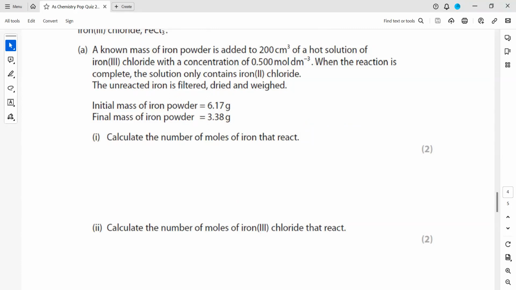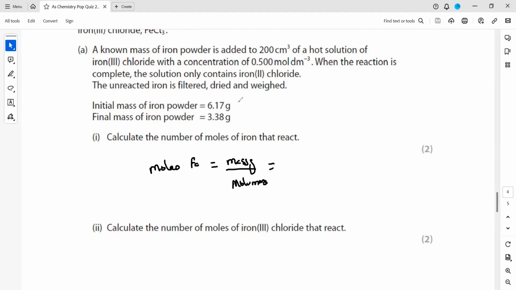To work out the moles, moles equal mass in grams divided by molar mass. We need the moles of iron, so moles of Fe is the mass in grams divided by the molar mass. How much mass has reacted?